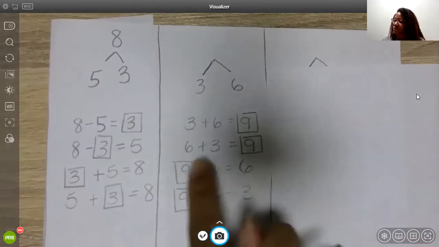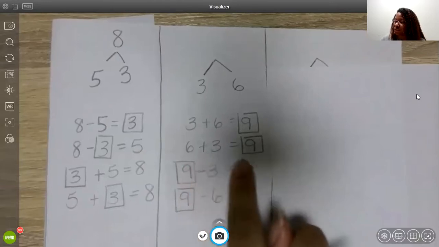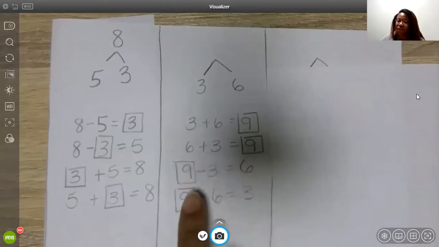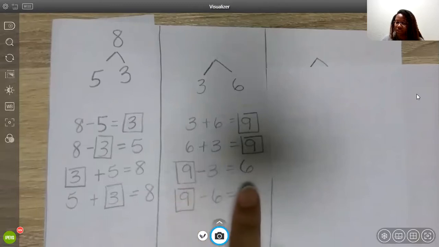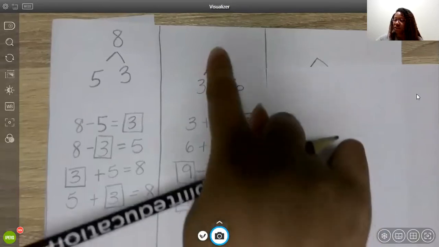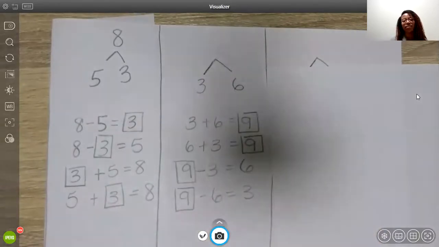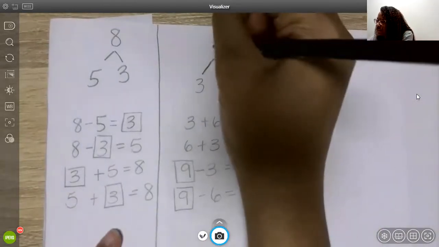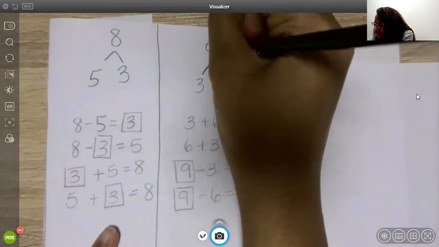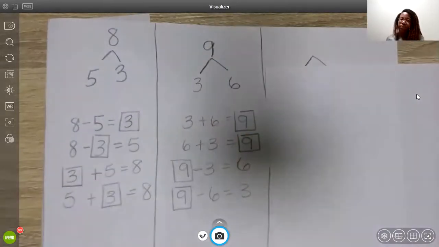Then I was able to use my other number sentences. 6 plus 3 equals 9. My subtraction number sentences, 9 minus 3 equals 6. And 9 minus 6 equals 3. So can you tell me what number will go here again? 9, because that's my missing whole number.